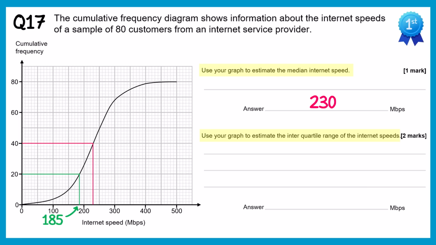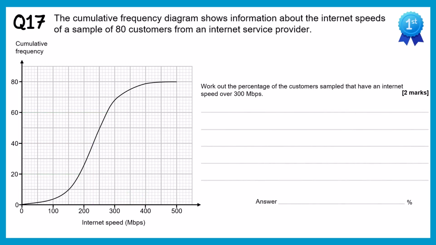Then we need the upper quartile, which is 3/4 of the way through the cumulative frequency. So we do 3/4 of 80, which is 60. So we go from 60 across to the curve and then down, and read off this value at 275. To find the interquartile range, we then do the upper quartile, 275, subtract the lower quartile, 185. And if you subtract these, you end up with 90, which is the answer to the question.